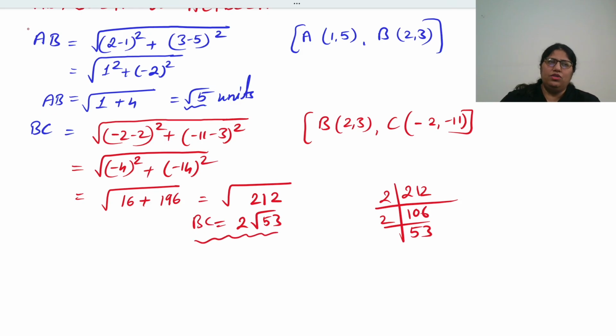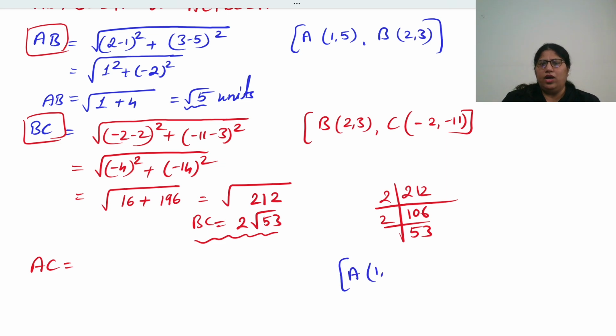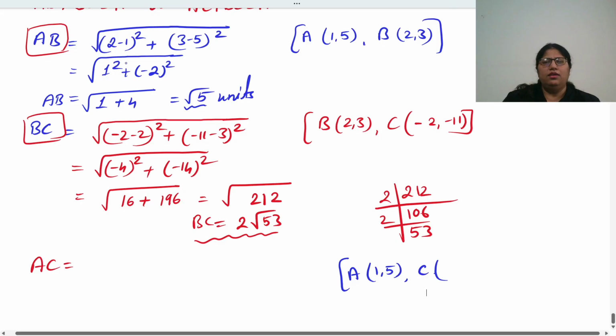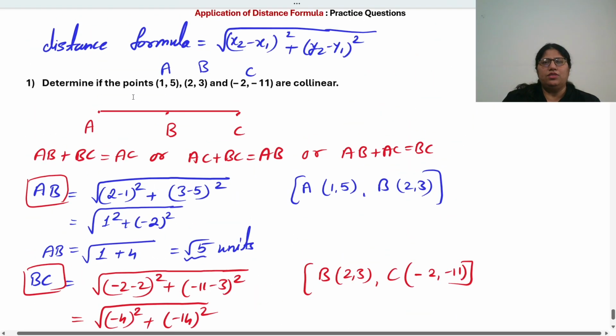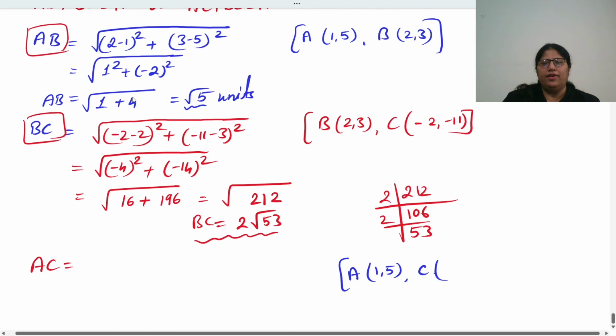You found AB and then calculated BC. Now the third length is going to be AC. What are the coordinates for AC? If you see here, the A coordinate is (1, 5) and the C coordinates are (-2, -11).